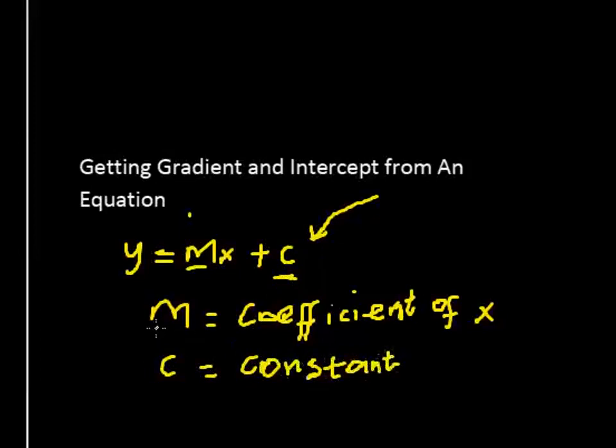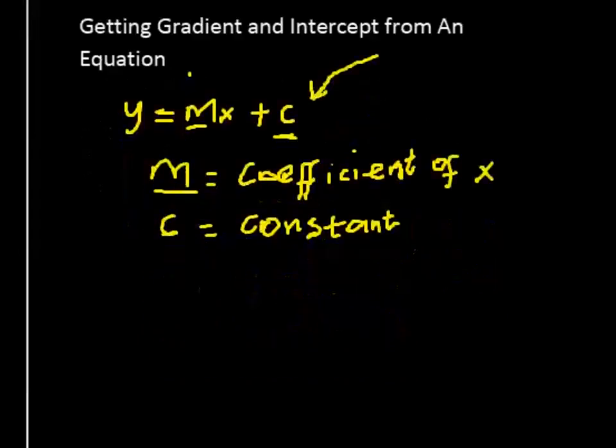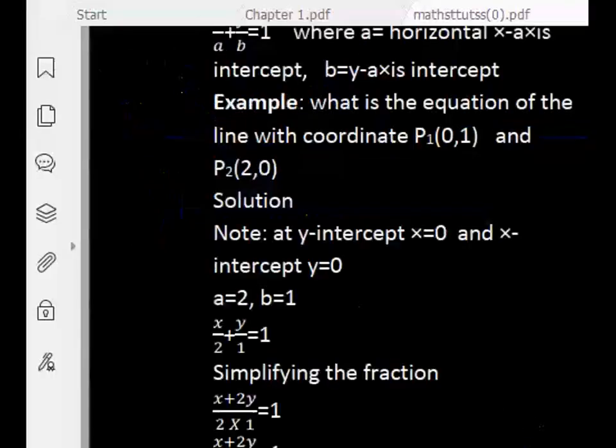But I can only obtain this if that equation is of this form. If that equation is not of this form, it is not possible. So which simply means that for me to extract the gradient or intercept from an equation, I must always convert it into the standard form, which of course is the slope intercept method. For example, I'm going to bring an example so that you understand what I mean.